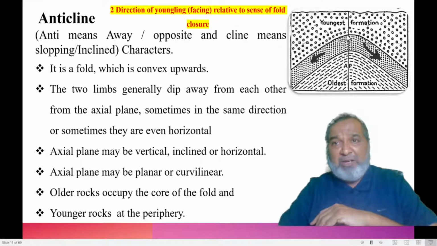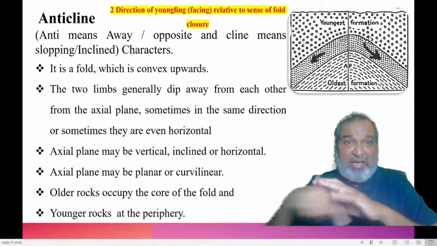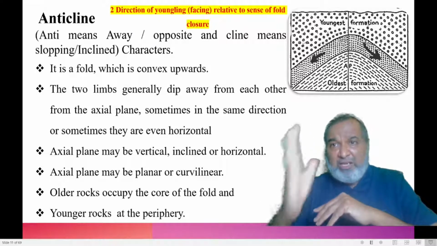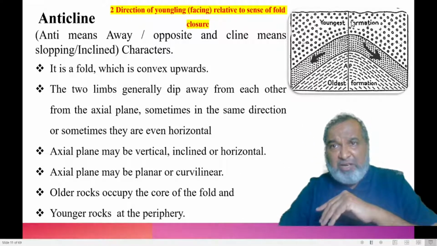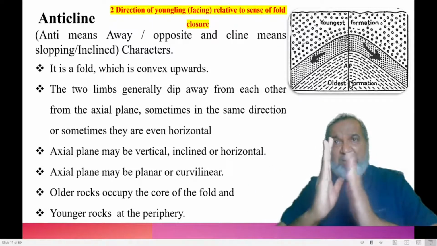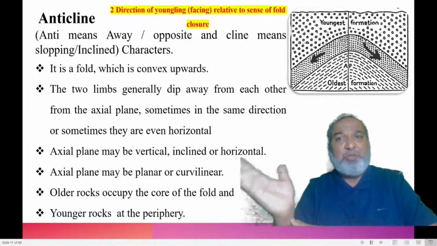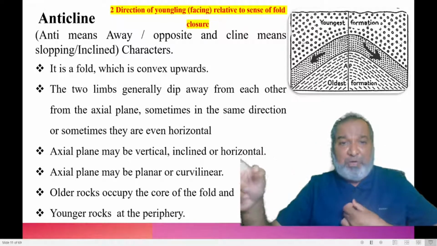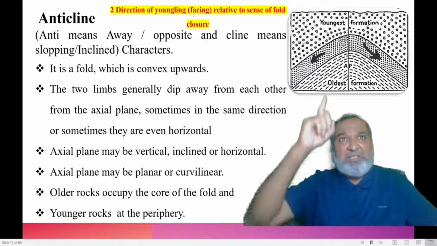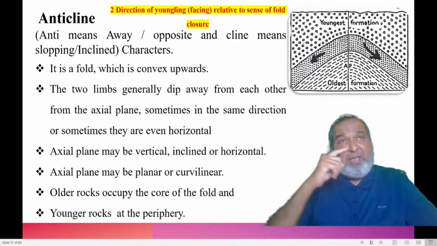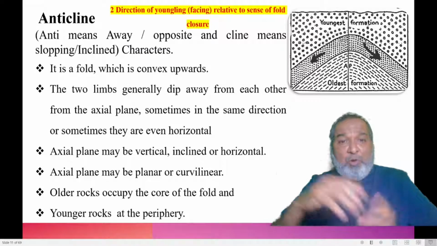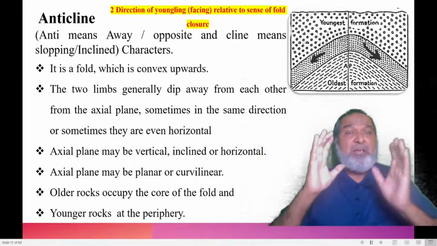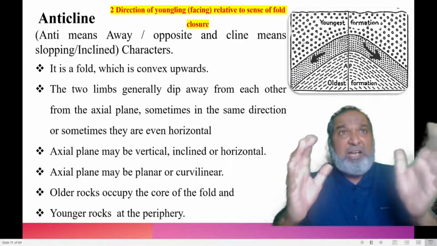In this particular diagram, the limbs are dipping with the same angle. Axial plane here we have shown vertical. In the next slide, we are going to see all 3 types: vertical, inclined, and horizontal. So there are 3 possibilities: vertical, inclined, and horizontal. Axial plane is planar, a straight line, or it may be a curvature. Both natures will be there. Older rock should be at the center and younger formation at the periphery.